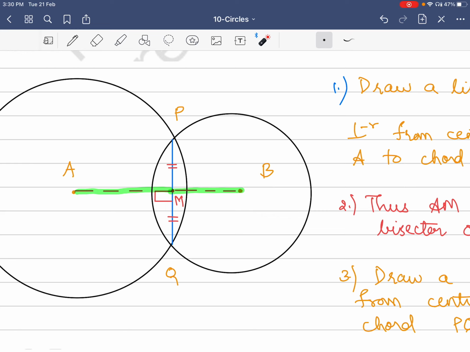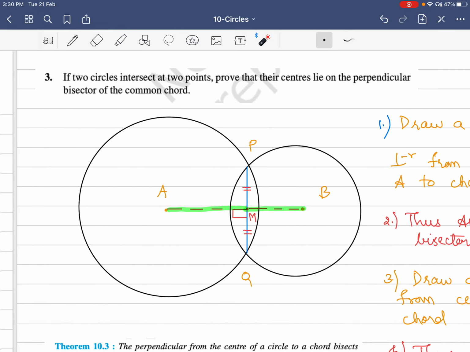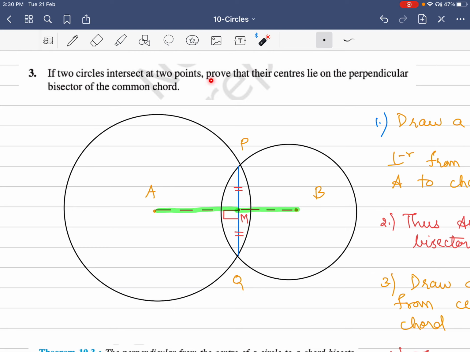And why is the summation equal to 180 degrees? Because we know this is perpendicular, so it's 90 degrees. So 90 plus 90 is going to be 180. So that is another way to look at how these 3 points will be collinear to each other. So that completes our proof, which says that their centers lie on the perpendicular bisector of the common chord. So obviously this A and this B lie on the perpendicular bisector of this chord PQ, and this completes the proof.